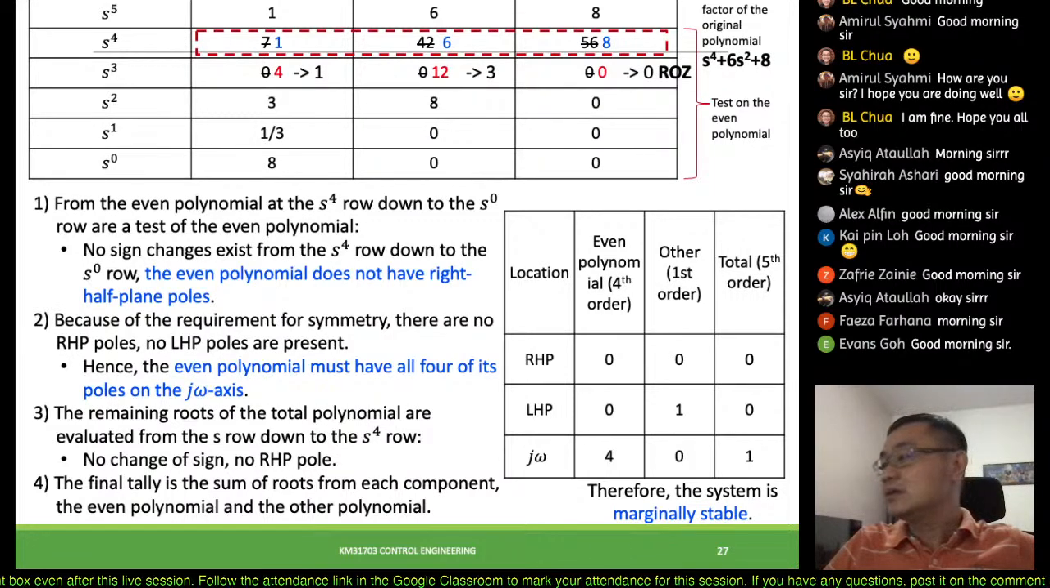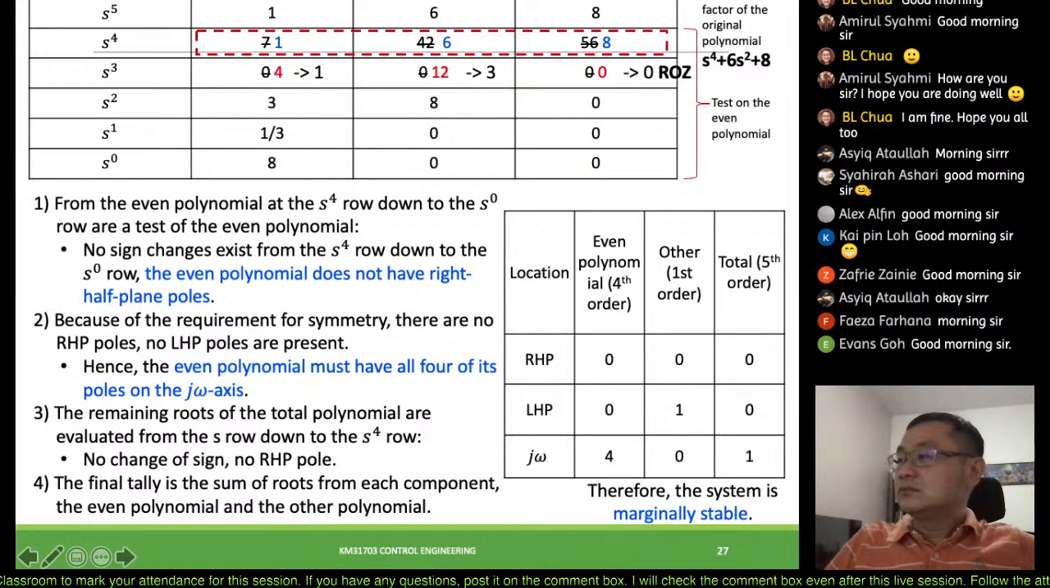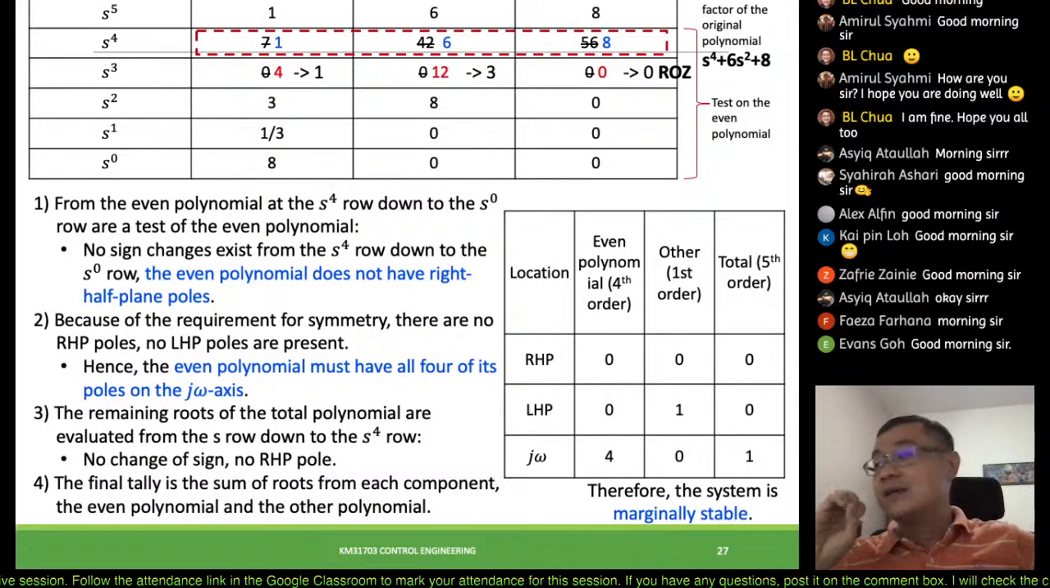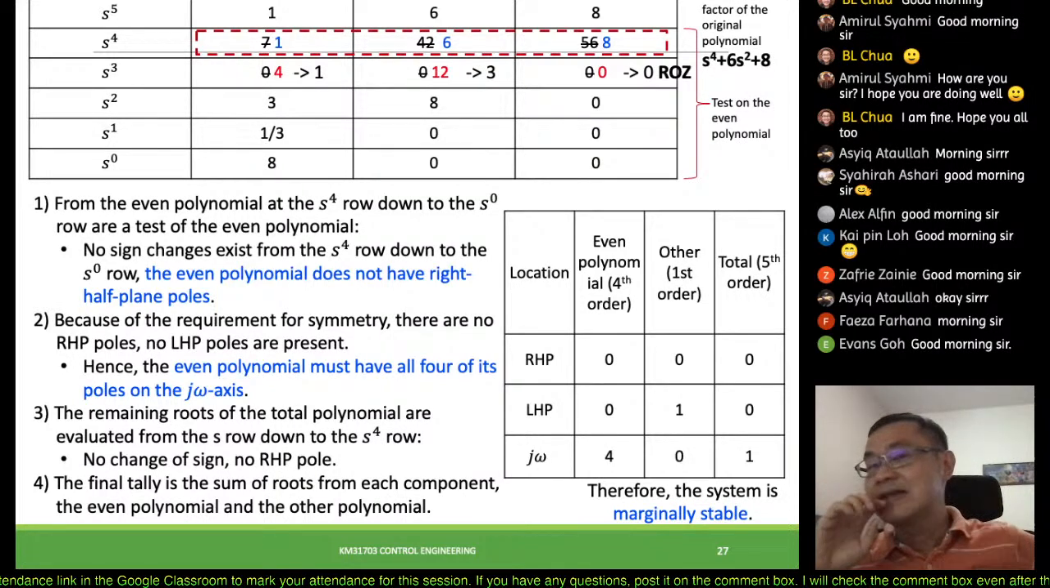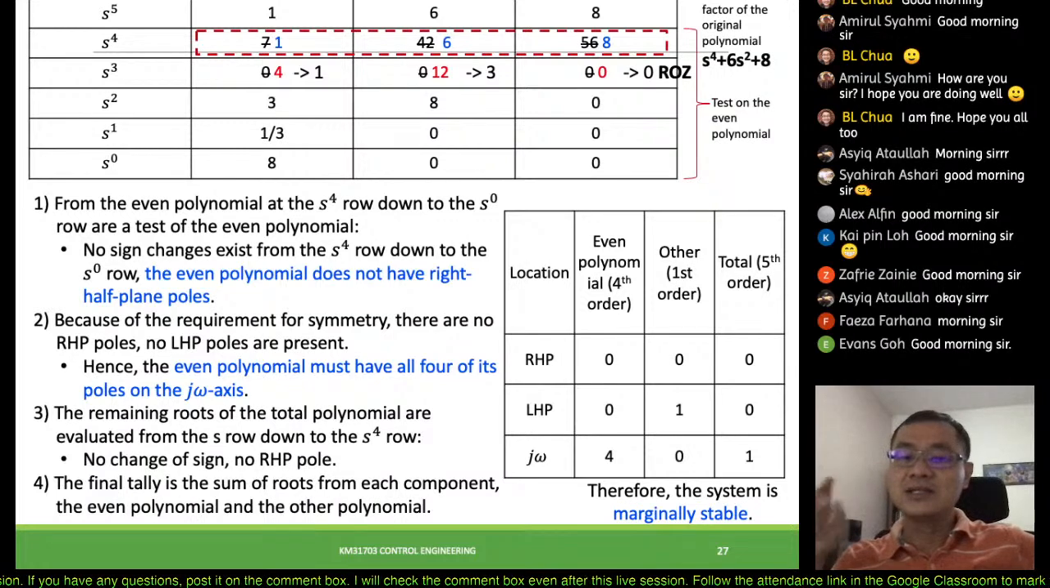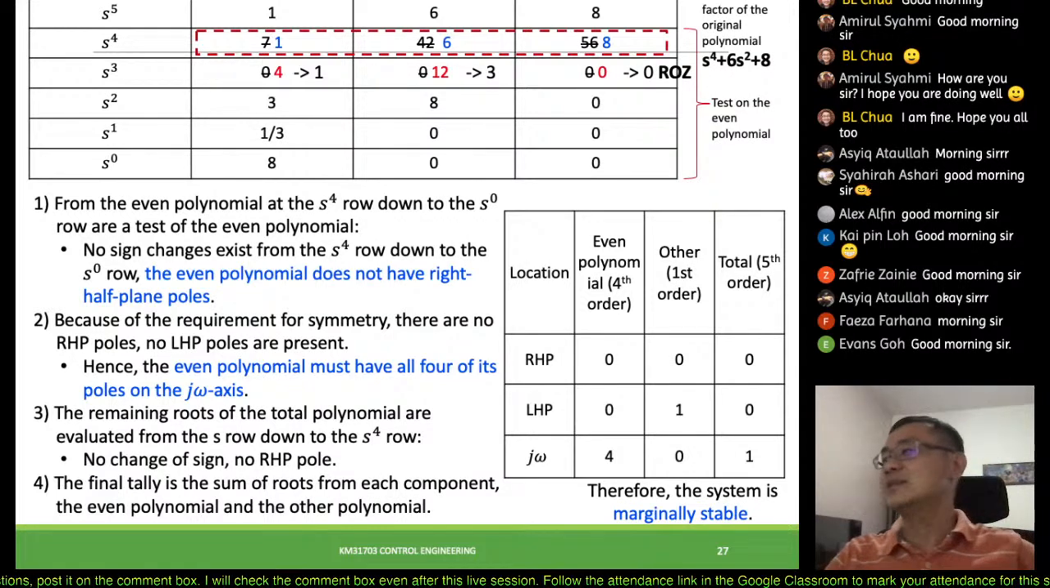Okay, so the total, sorry, I think I made a mistake. So the total would be 1 left half plane and 4 imaginary over here, okay? So eventually, since there are 4 on the imaginary axis, the system is marginally stable, okay, marginally stable. Alright, so this is how we can interpret it.